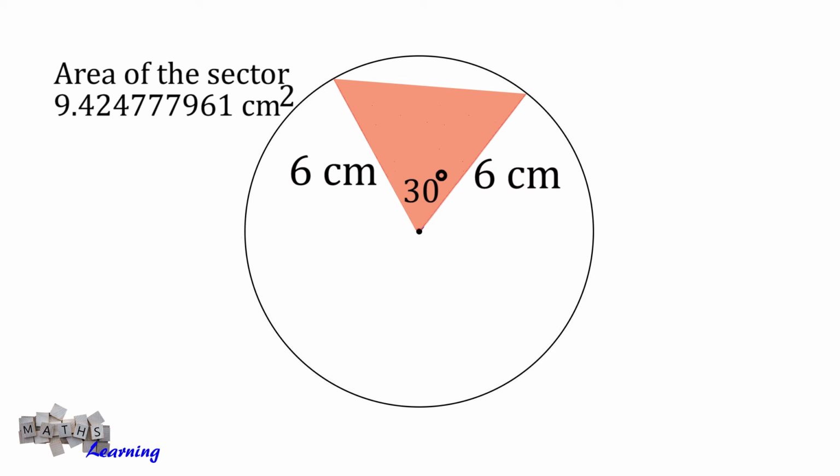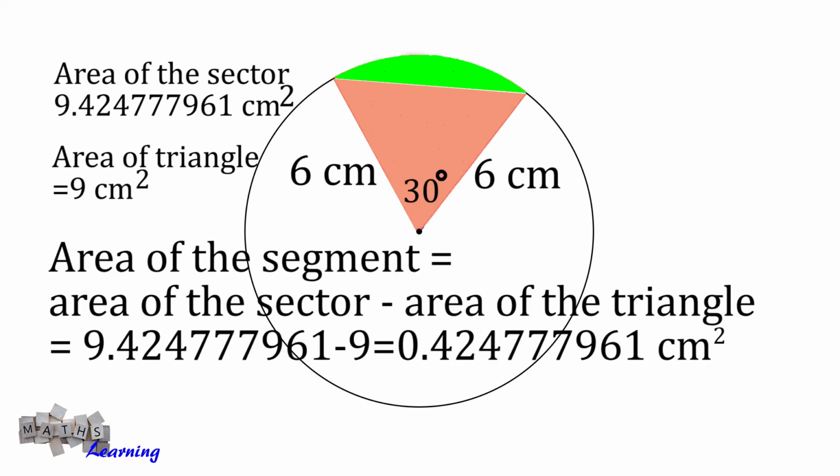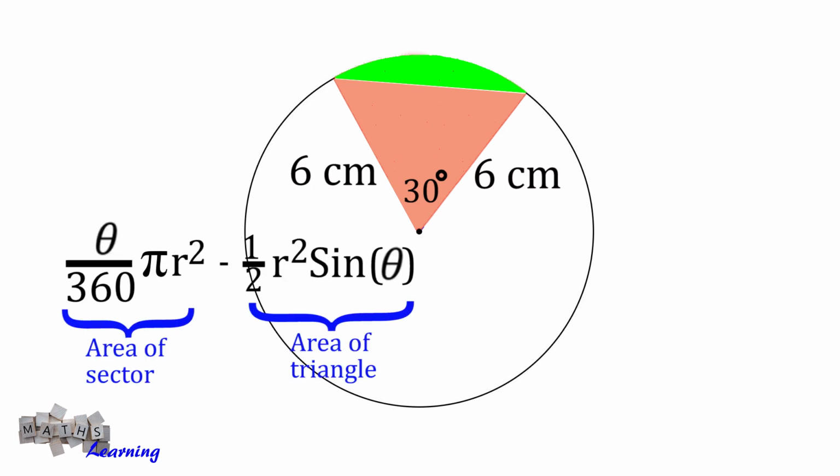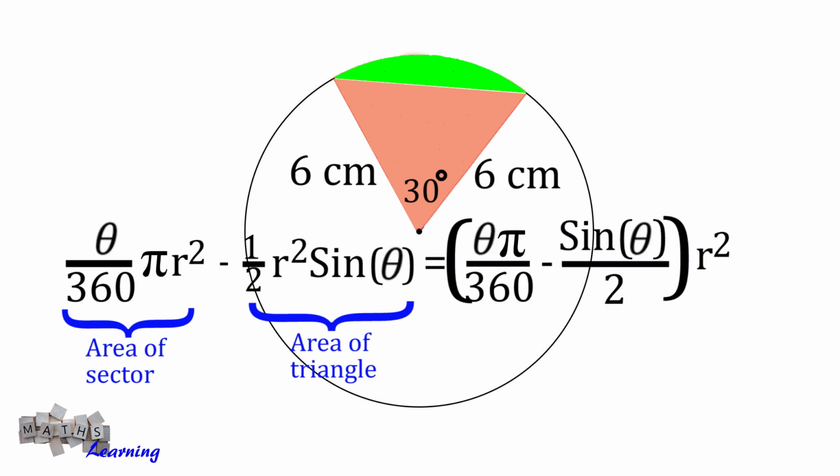So now that we know the area of the sector and the area of the triangle, we can work out the area of the segment by subtracting the area of the triangle from the area of the sector. Another way to work out the area of the segment is to combine the formula for the area of the sector minus the formula for the area of the triangle into one formula. If we take out the common factor r squared, we get this formula. Theta is the angle between the radii. The advantage of this is that you can do the calculation in one go. The disadvantage is that the formula may be harder to remember.